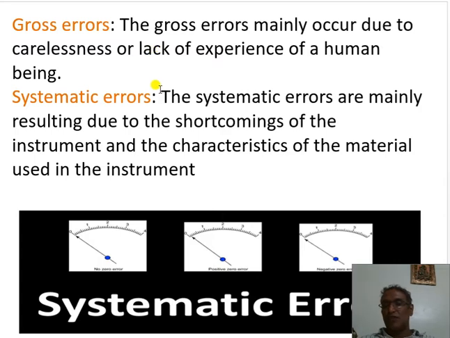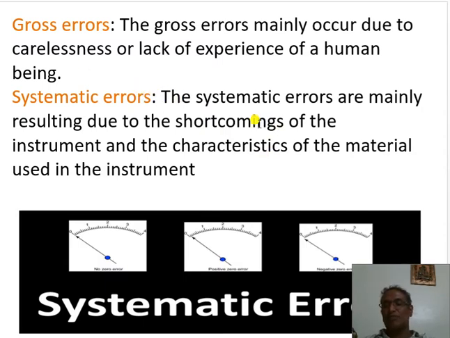Next one, systematic errors. The systematic errors mainly result from the shortcomings of the instrument and the characteristics of the material used in the instrument. Whatever measurement instrument it is, it is made up of electronic devices. They change their characteristics with respect to time as well as temperature, due to the change in heat. Some of the normal characteristics may vary with respect to time. Due to this change, the output reading may also change with time. That's why it is known as systematic error.